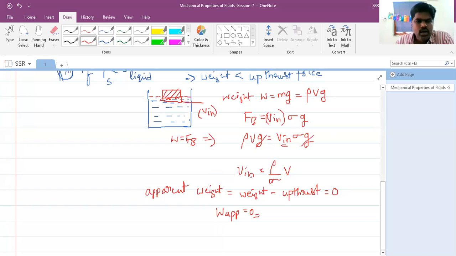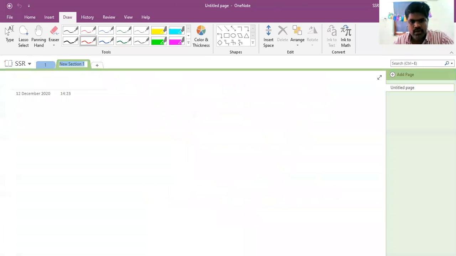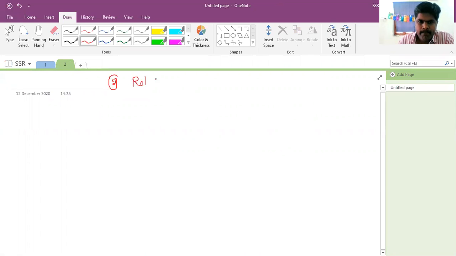Next we will go for rotatory equilibrium. I will go for the second type, rotatory equilibrium, also called rotational equilibrium.